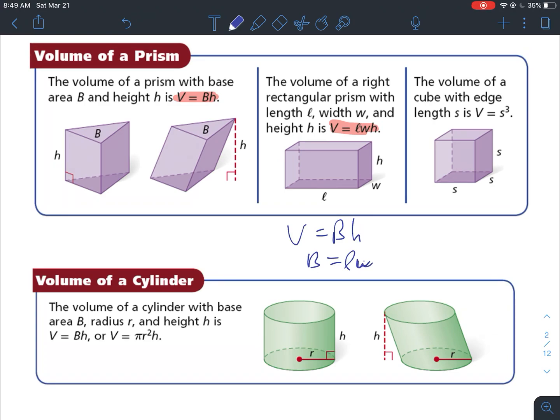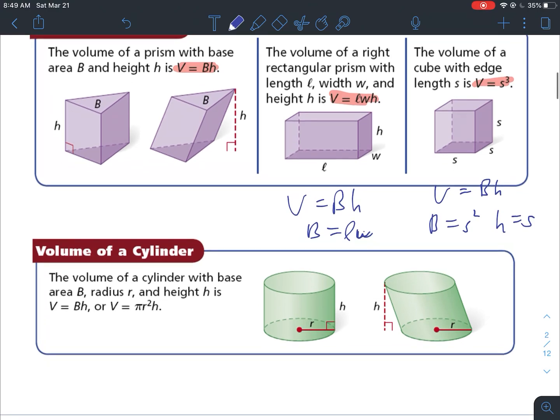And for cubes, you could use another special formula. But again, it's the same formula. It's B times H. It just so happens that B is side squared and H is also S. So that's how we get S cubed for that. For a cylinder, it's again the same formula. It's still B times H. Just so happens that B is a circle, so we use pi r squared for that. So let's take a look at a few problems.